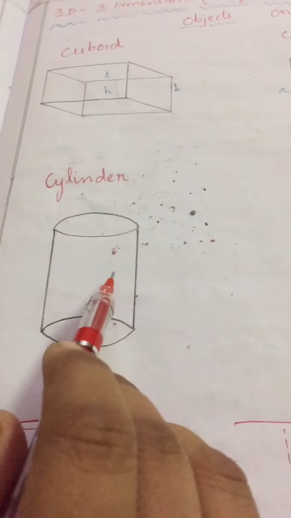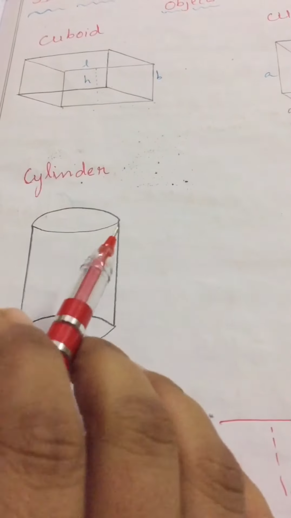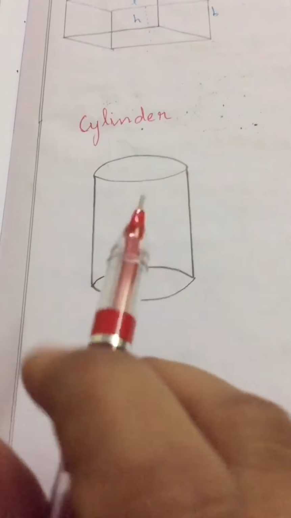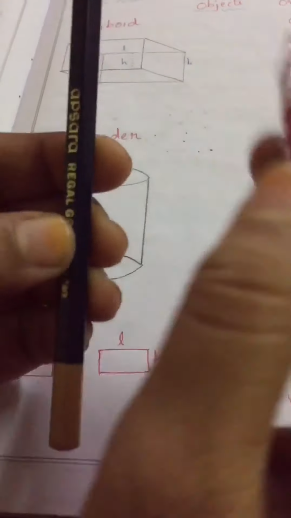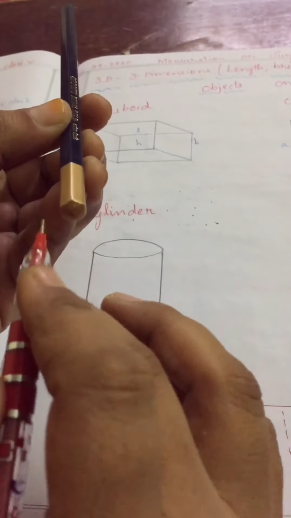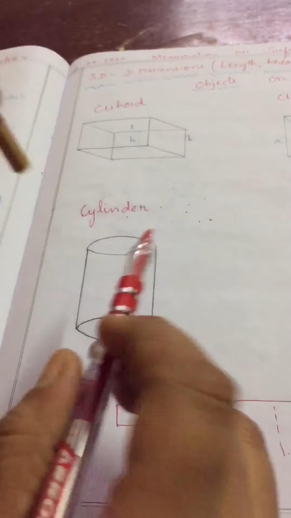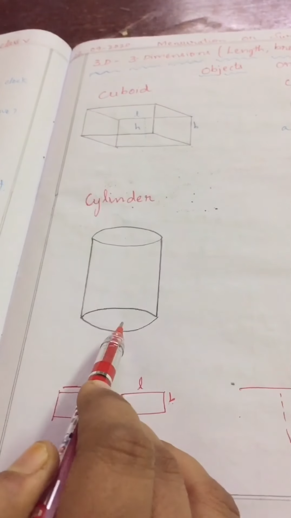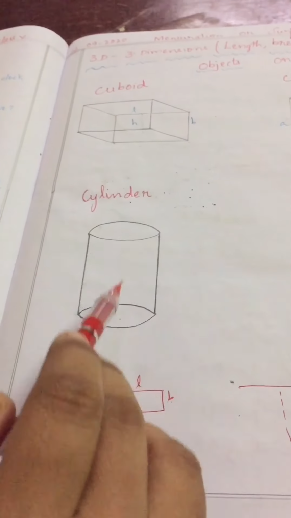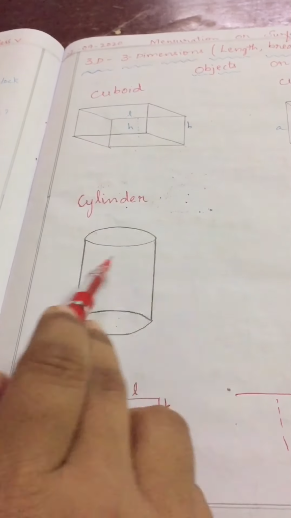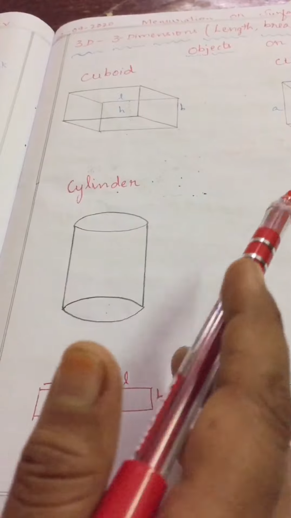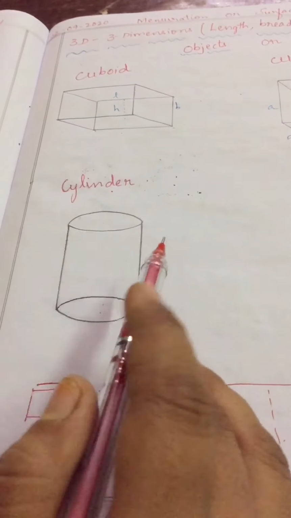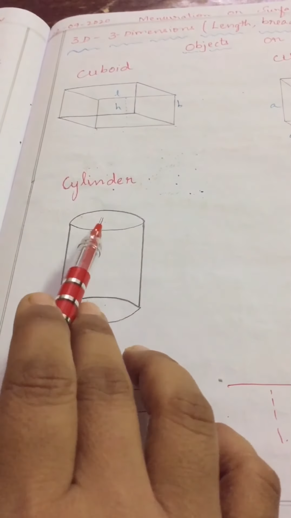Third one is cylinder. You can observe a cylinder in your life. The best example is your pencil. Pencil is in cylindrical shape. See, upper part and lower part are in circular shape. Are you observing? This is the upper part and this is the lower part. Two ends are there which are in circular shape, and this is called a cylinder. You can observe a cylinder in real life like your gas cylinder. That is also one example of cylindrical shape.